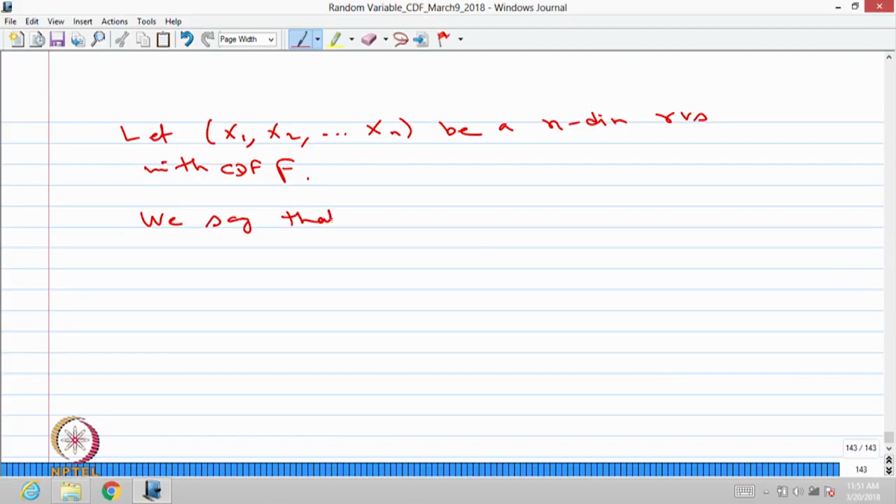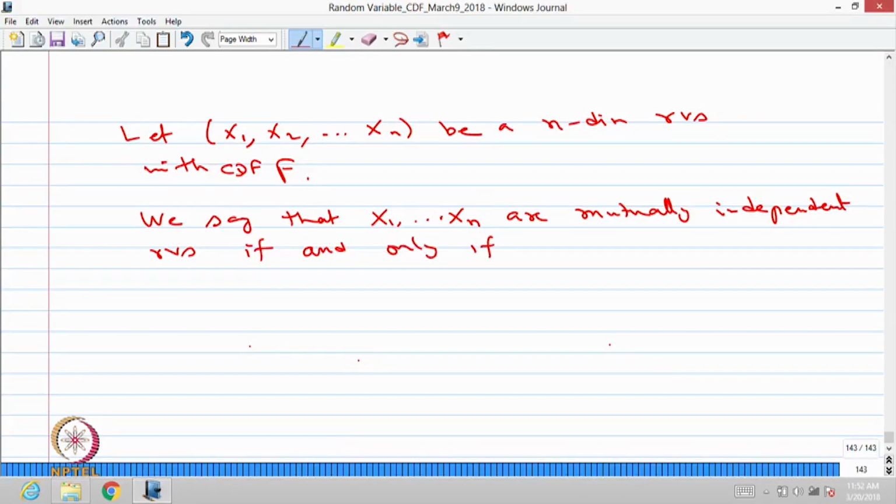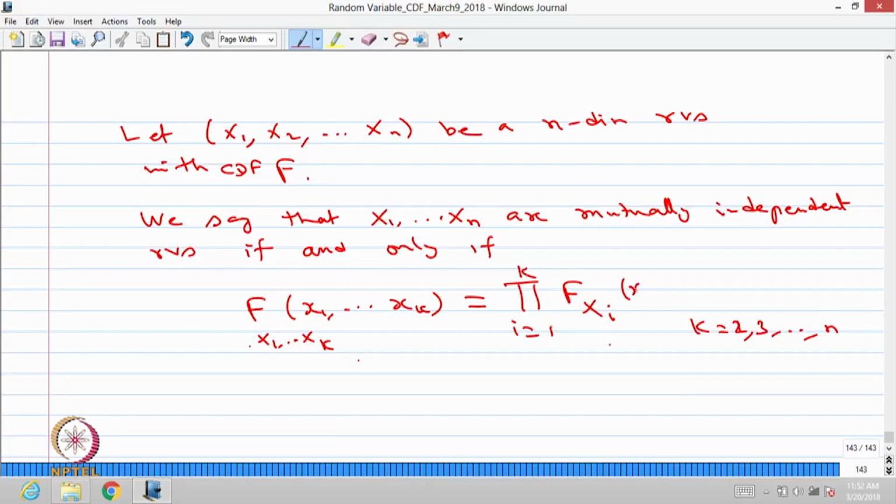We say that the random variables x1, x2, xn are mutually independent random variables if and only if you take any fewer random variables, the CDF for k equal to 2, 3 and so on till n, is the same as the product for i equal to 1 to k of the CDFs of those random variables.